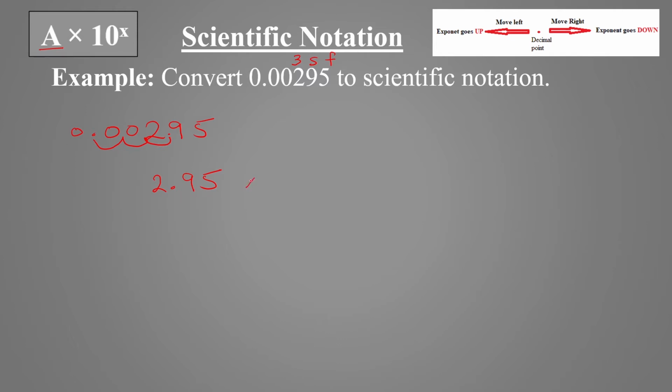The next thing is I will multiply it by 10 to the x, and my x will be the number of places that I moved this decimal. I moved this decimal 3 places, so it is 3. Now what will be the sign? For the sign, I moved the decimal to the right, so my exponent will go down. Going down means my exponent will be negative. So converting this normal notation to scientific notation, you will get 2.95 times 10 to the negative 3.